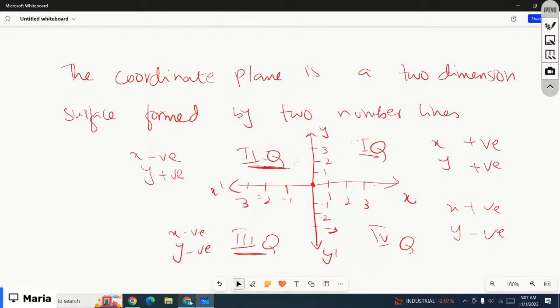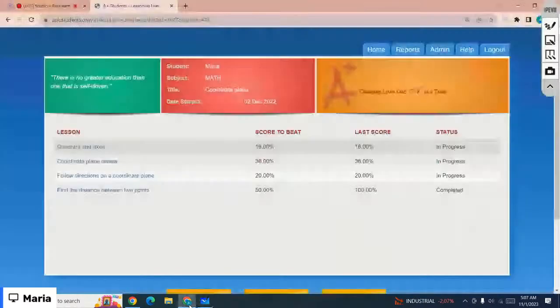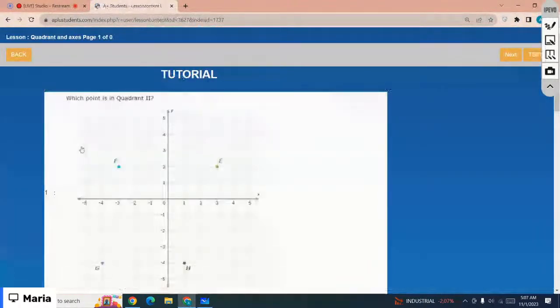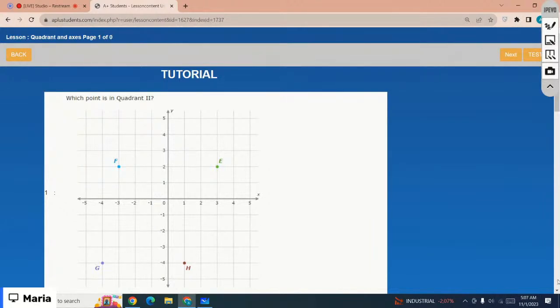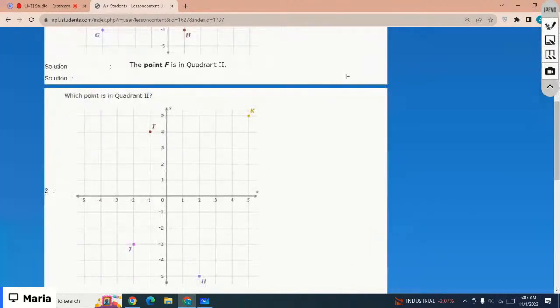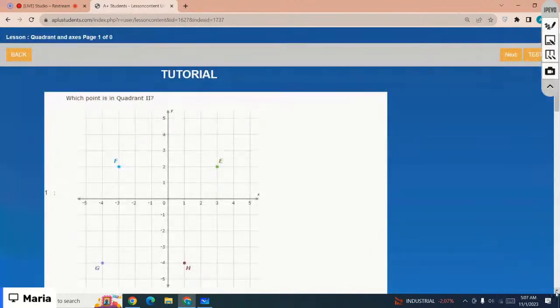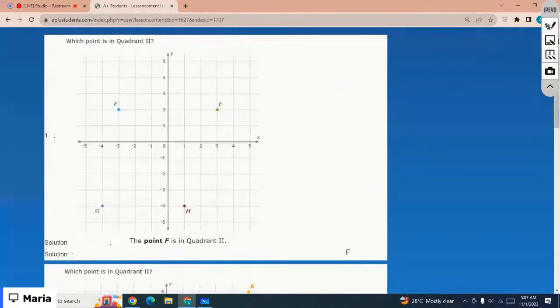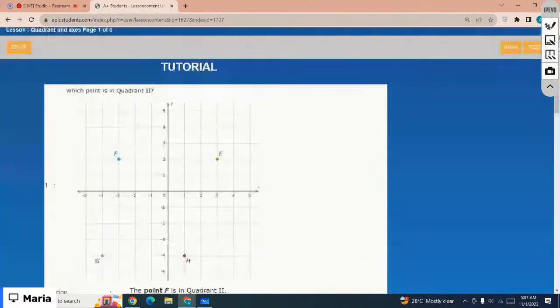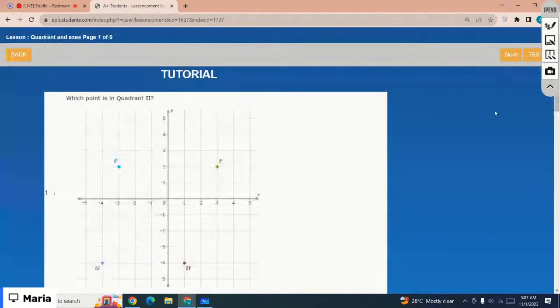Okay, let's just start with the first lesson, that is quadrant and axis. Okay, which point are you given in the question? Let's just see which point is in quadrant 2. Okay, you are given 4 points, right? They are E, F, G, and H, right? So you need to see which point is in the second quadrant, which is the correct option.